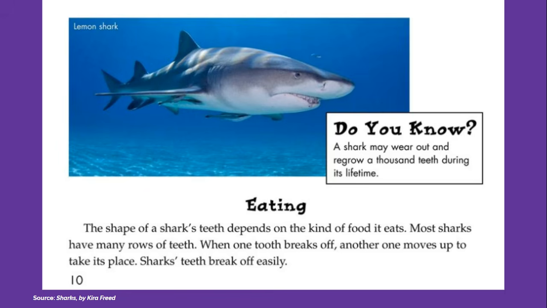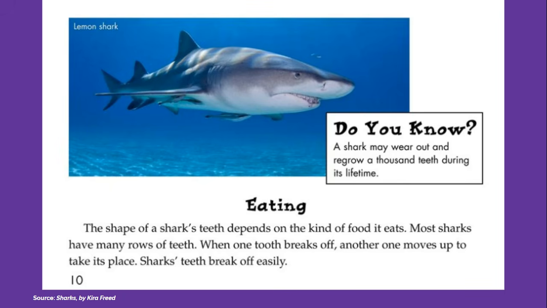Do you know a shark may wear out and regrow 1,000 teeth during its lifetime? Eating. The shape of a shark's teeth depends on the kind of food it eats. Most sharks have many rows of teeth. When one tooth breaks off, another one moves up to take its place. Sharks' teeth break off easily. Can you find the complex sentence on this slide?